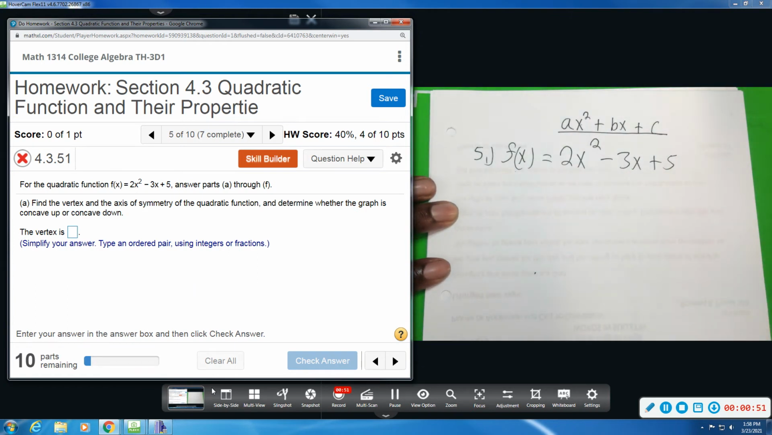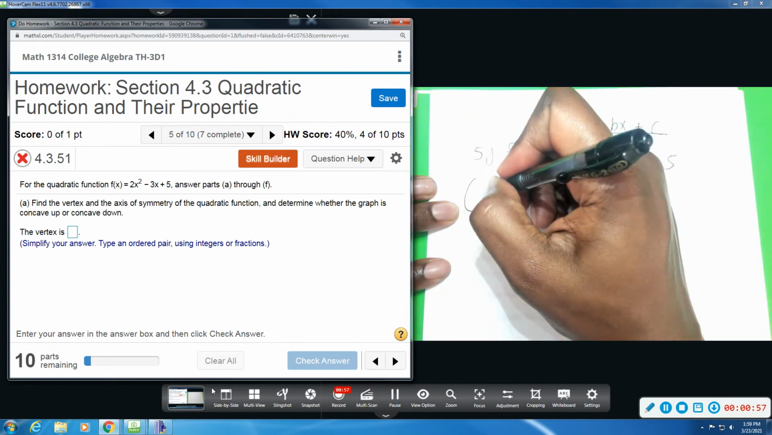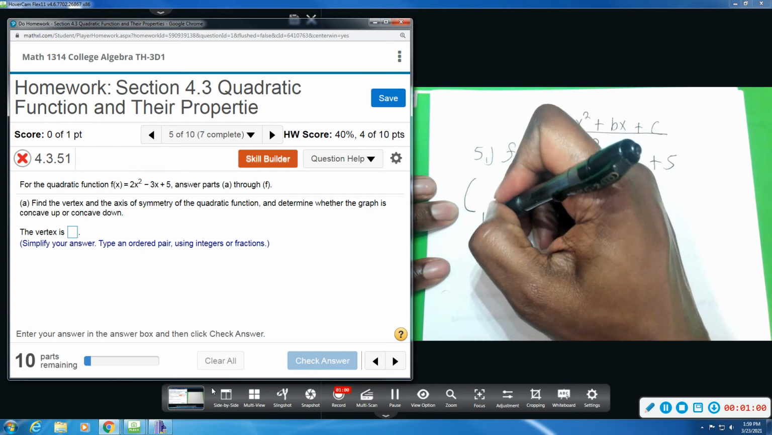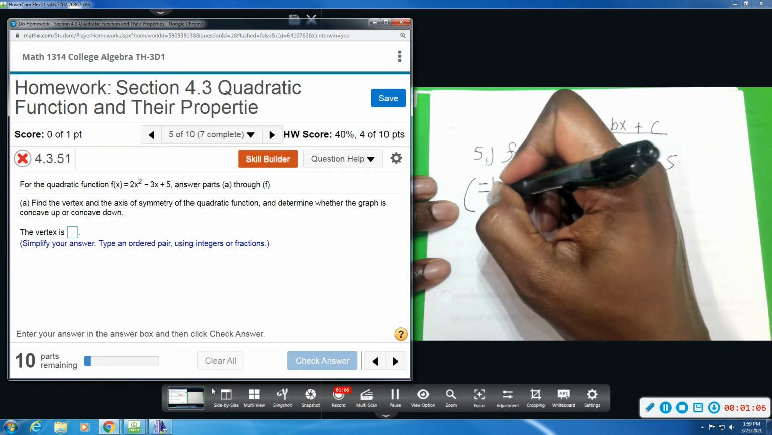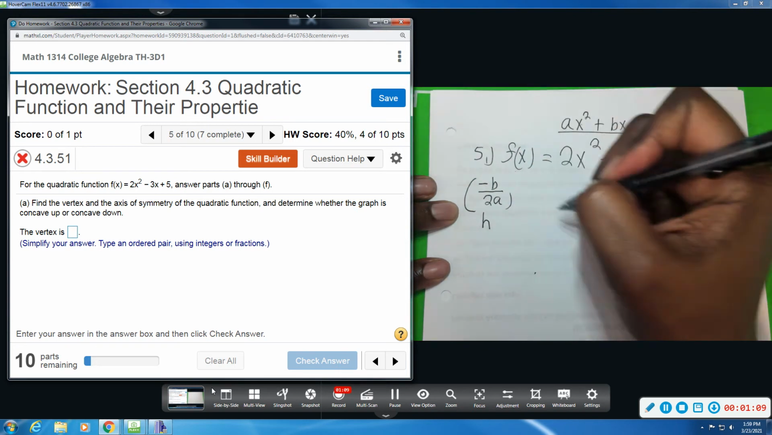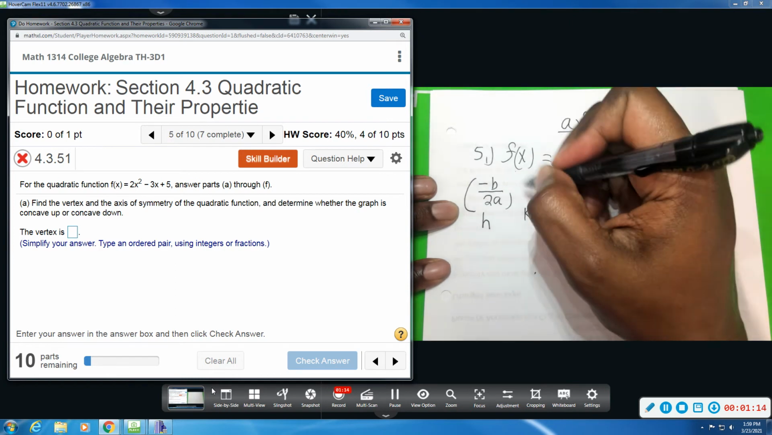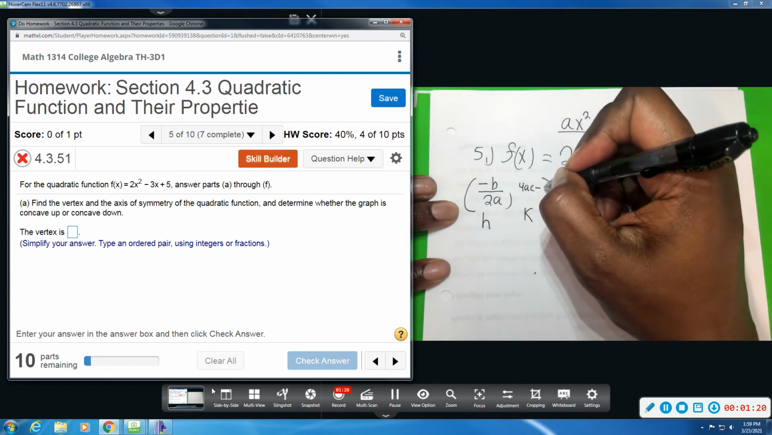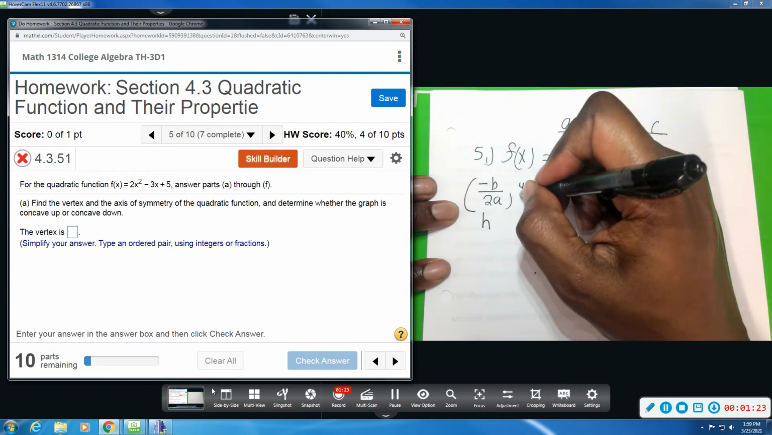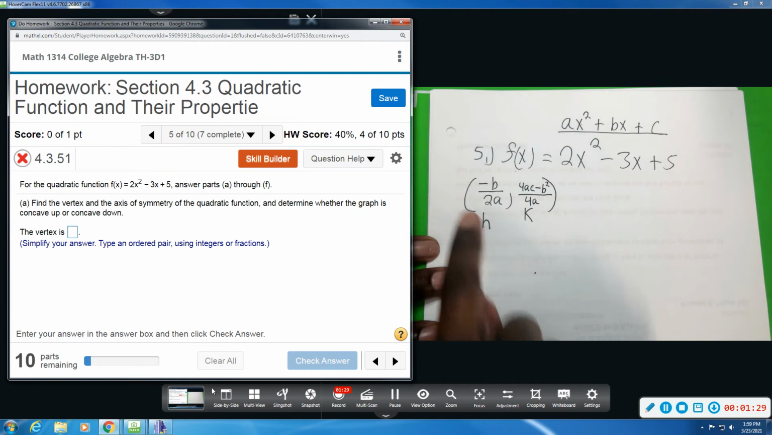When we want to find the vertex, the book gives us a different formula. So the x-coordinate, or the h that we're used to dealing with when we have it in vertex form, is equal to negative b divided by 2a. All right, and then the k, or the y value here, is going to be 4ac minus b squared, divided by 4a. Okay, so we're going to use this formula to find our vertex.